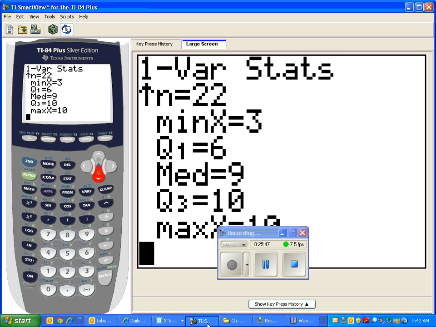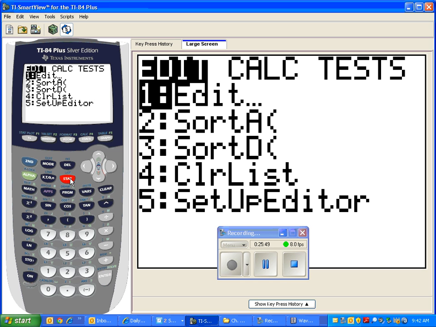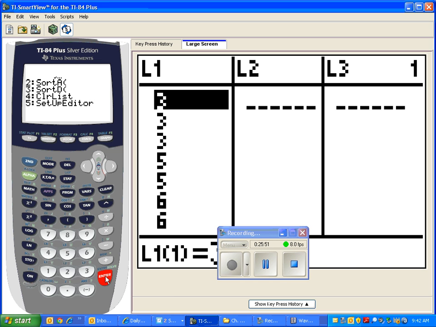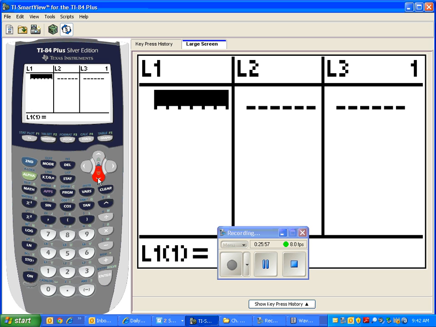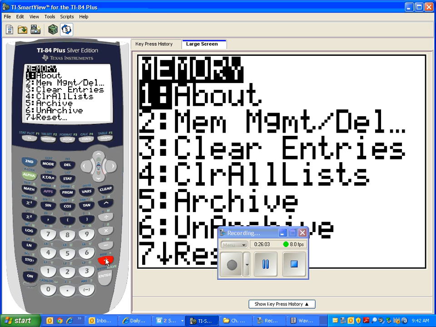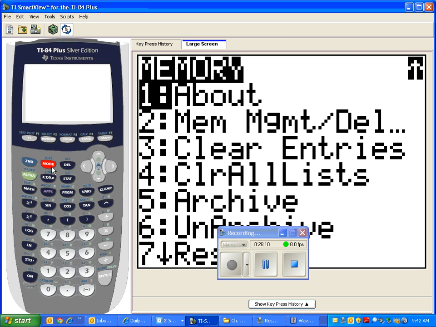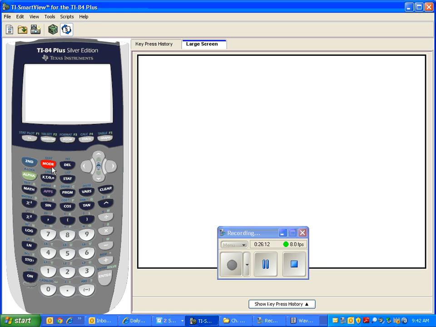If you want to clear your list quickly, you go to Edit, and then you just make the L1 dark. Move my cursor up there, press Clear, and then the down button, and that will clear your list for you. You can also manage your lists in the memory of your calculator. You do have the option to clear all of your lists. Second Mem, option 4, will also clear out lists that you have. So you do have a couple options as far as that's concerned.